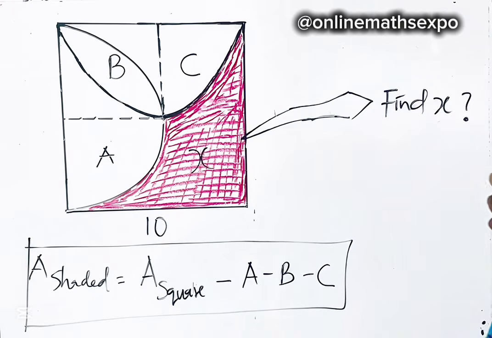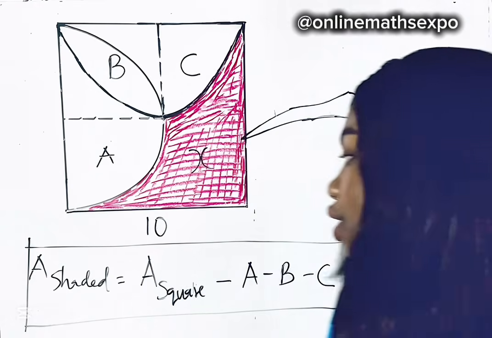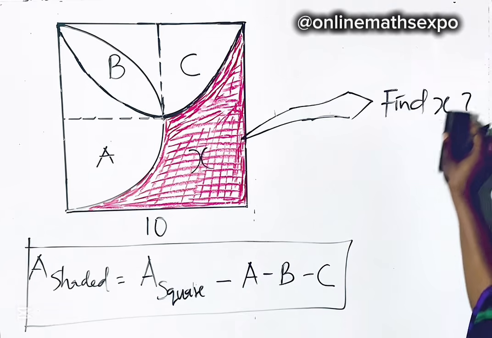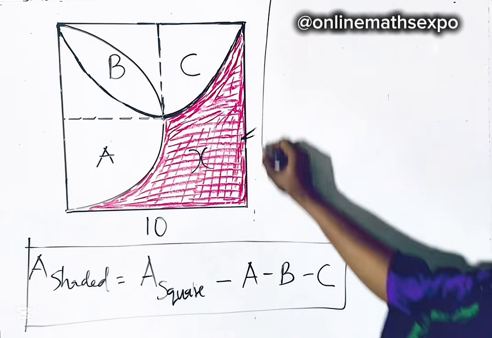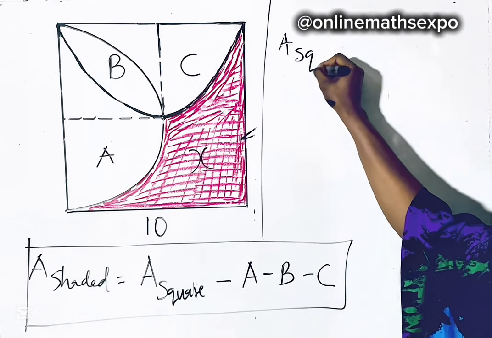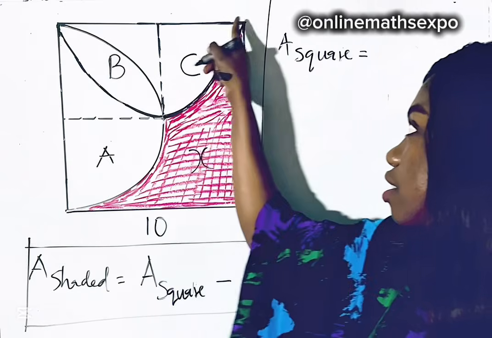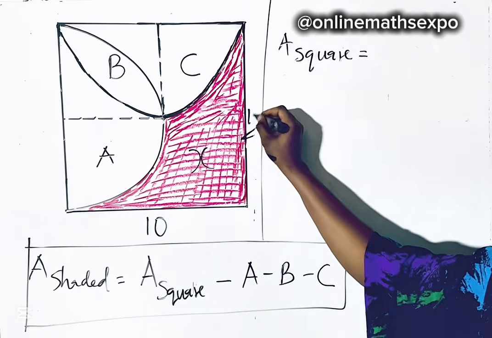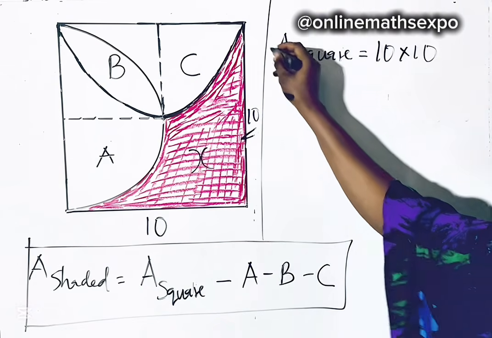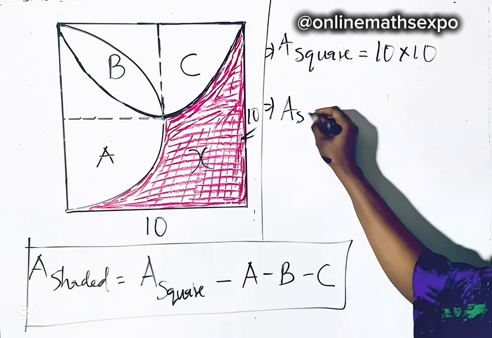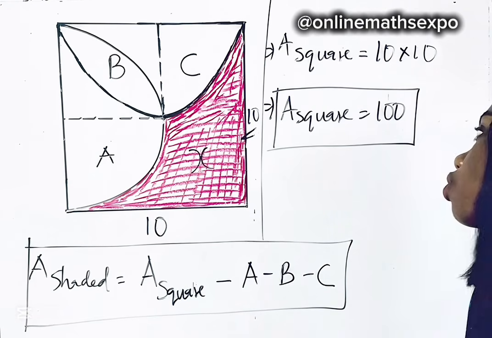Now let's go back. You see that this is a square, and for every square the sides are always equal. We are going to take it one at a time. So let's first get the area of the square. The area of the square is equal to, if this length is 10, here is 10, here is 10, we multiply two sides, and that gives us 10 times 10. So the area of the square is equal to 100 square units. So what should we do next?